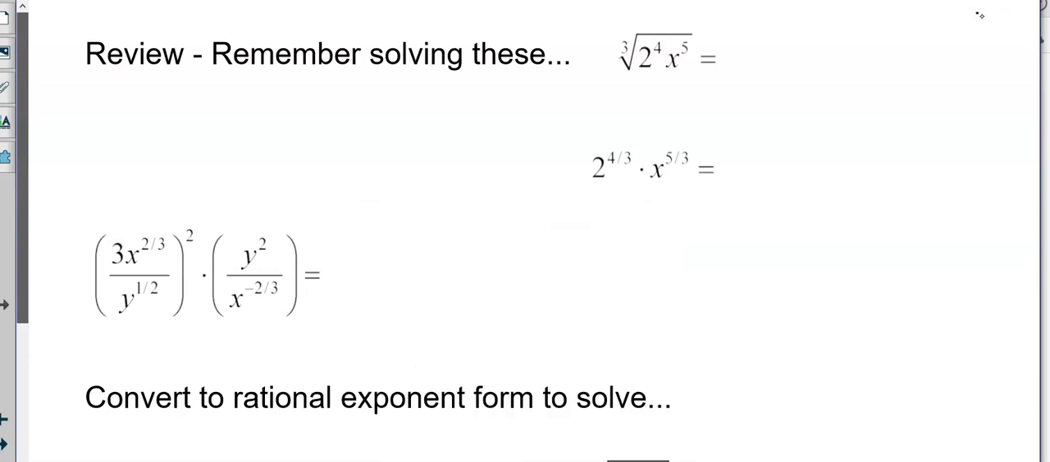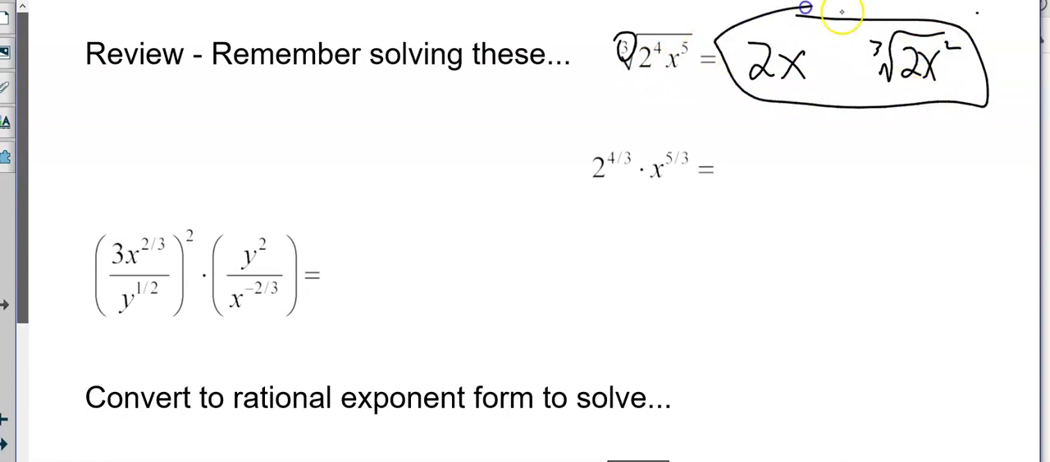Okay, so this one, I think we've done this with radicals before. So you're looking for groups of three, right? This one would be a 2 comes out, but underneath the cube root, there's still one 2 left over because there were four of them. The x's, one x comes out because a group of three becomes an x, and then x squared would be left over inside. So that's the answer simplified to that.